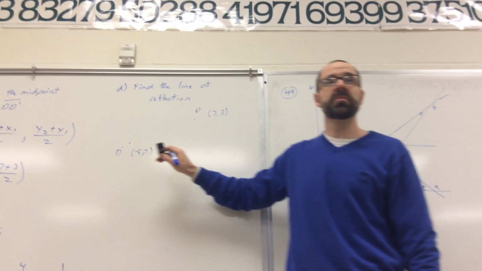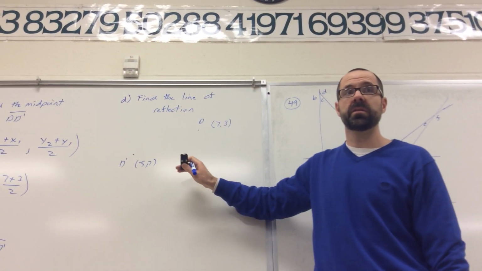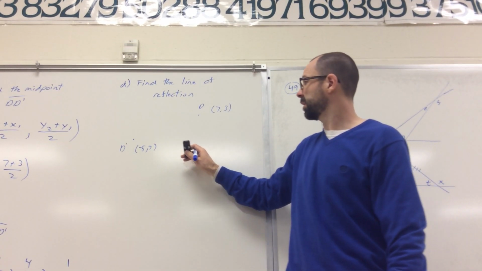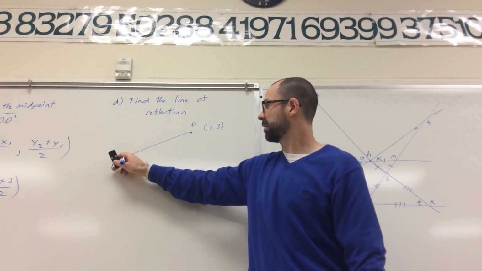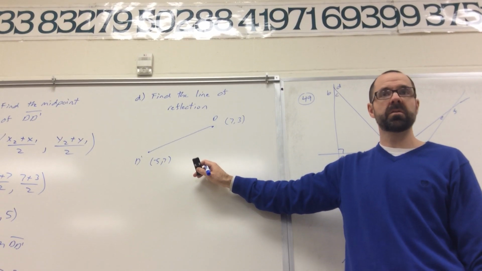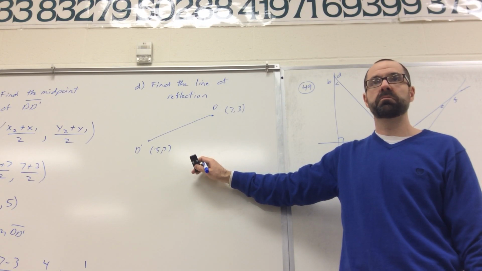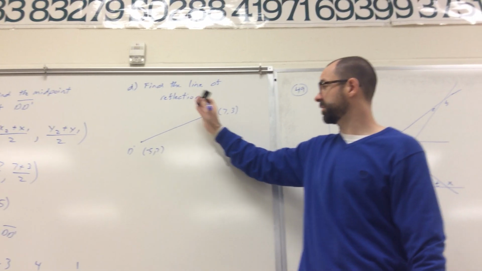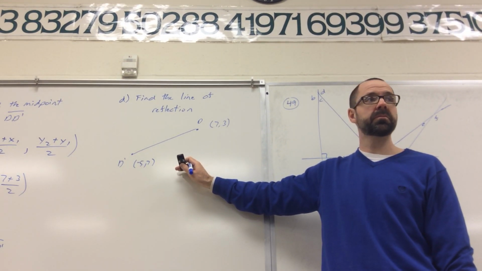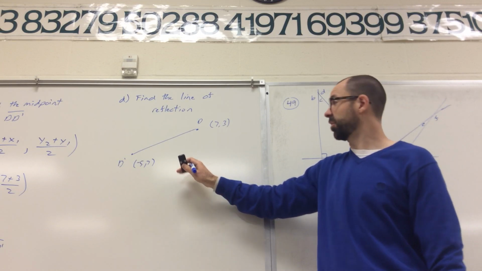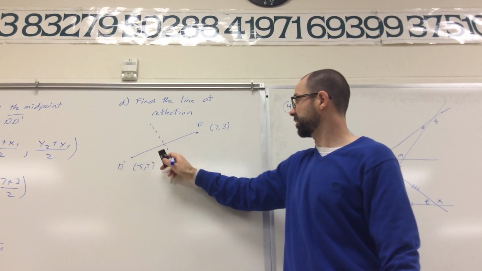So there's D and there's D prime. And this is getting reflected down to there. So here's the connector line. So where's the reflection line going to be? We're trying to reflect this to there. Where does the reflection line go? Yeah, Judah? It goes through the middle, right? So there's the reflection line.